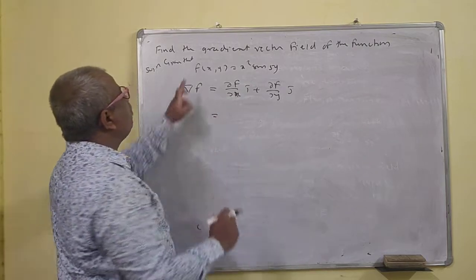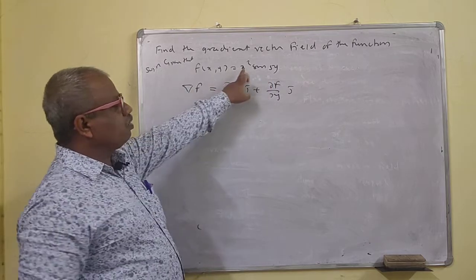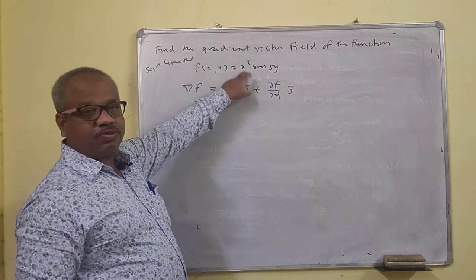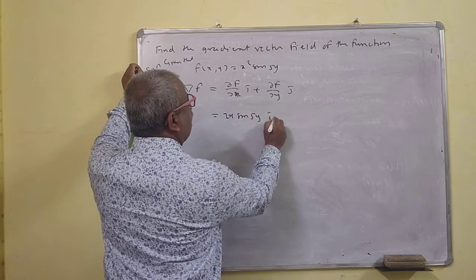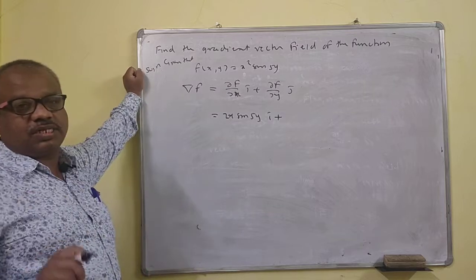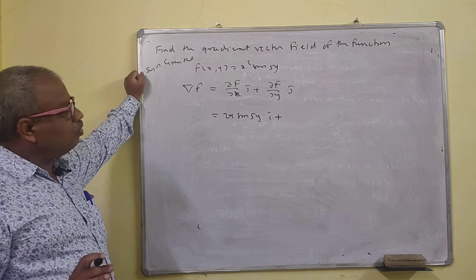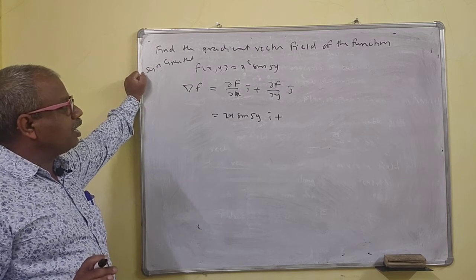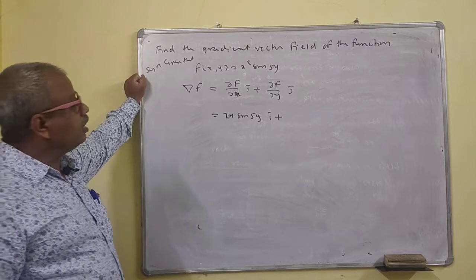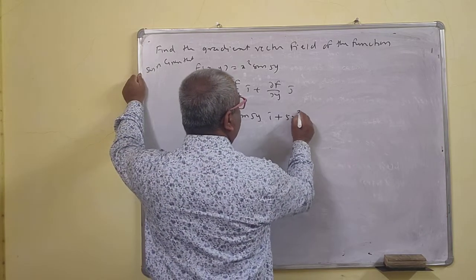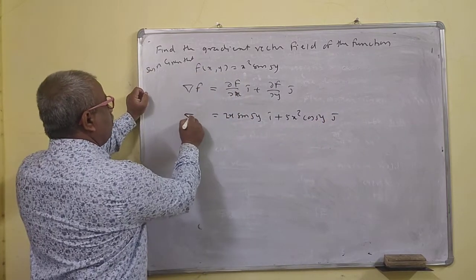Now differentiate f partially with respect to x. Sin pi y is a constant, so you need to differentiate only x squared, and the derivative of x squared is 2x. So this is 2x sin of pi y i bar plus, we have to differentiate sin pi y only, since x squared is constant when differentiating partially with respect to y. The derivative of sin pi y is cos of pi y into the derivative of pi y, that is pi. So this is pi x squared cos of pi y j bar. This problem is over.